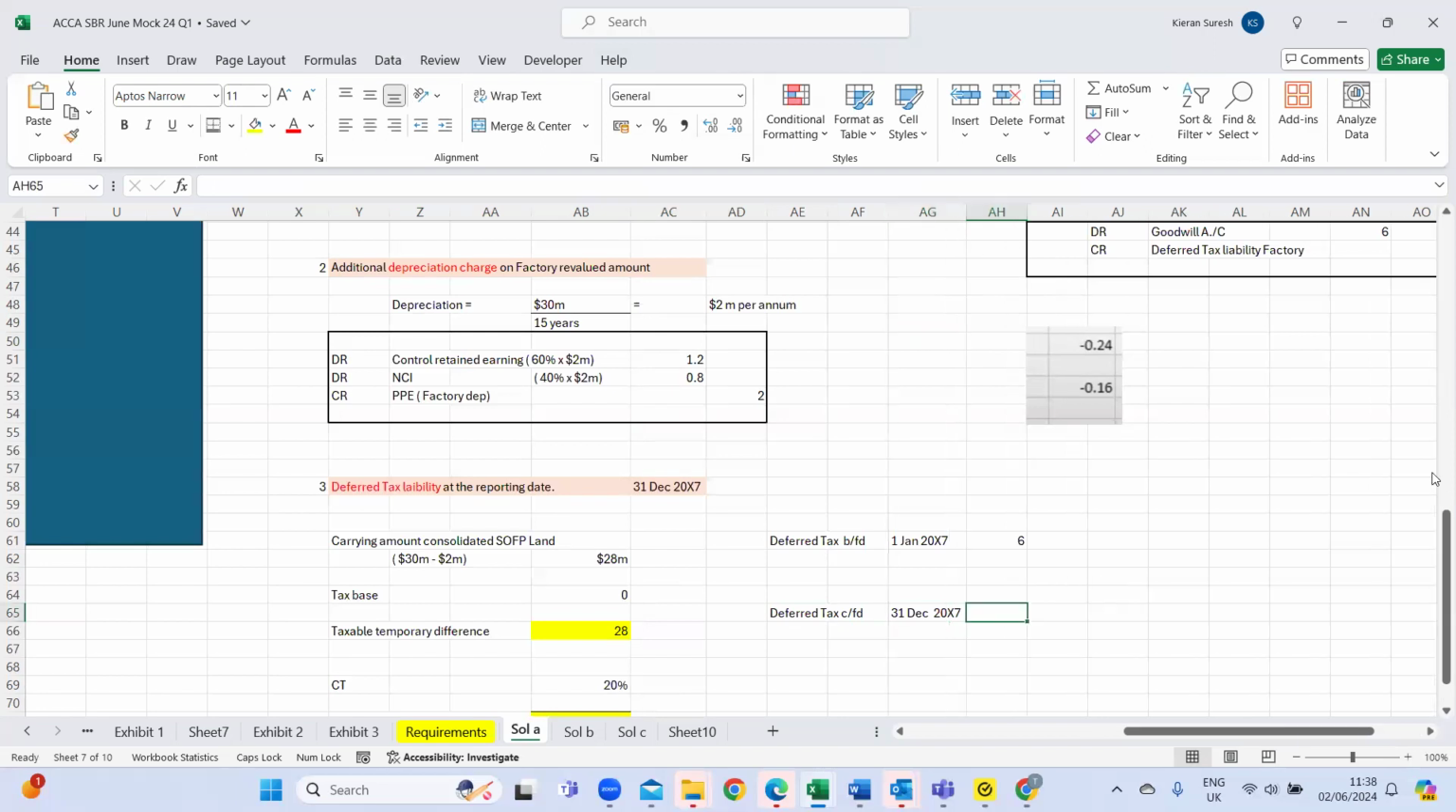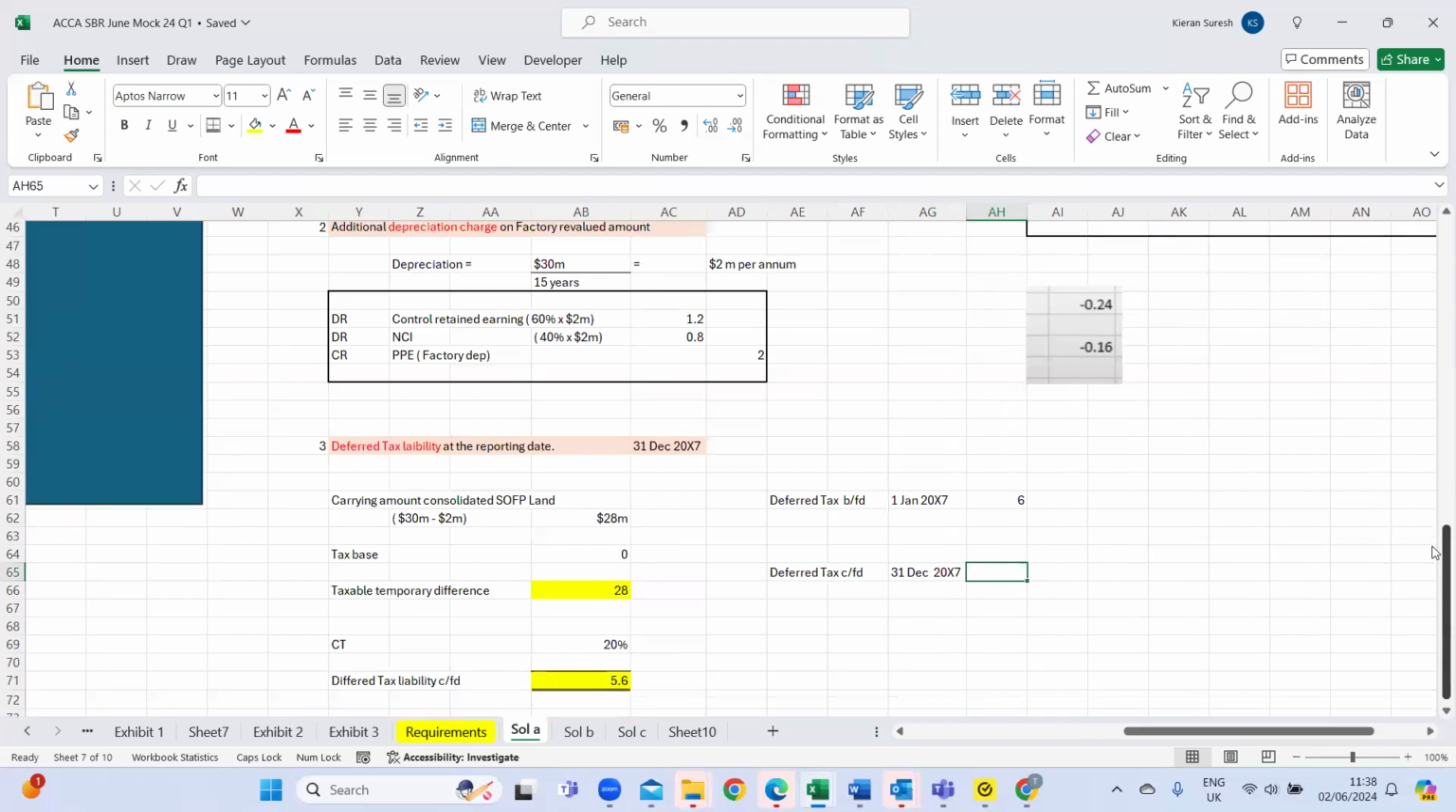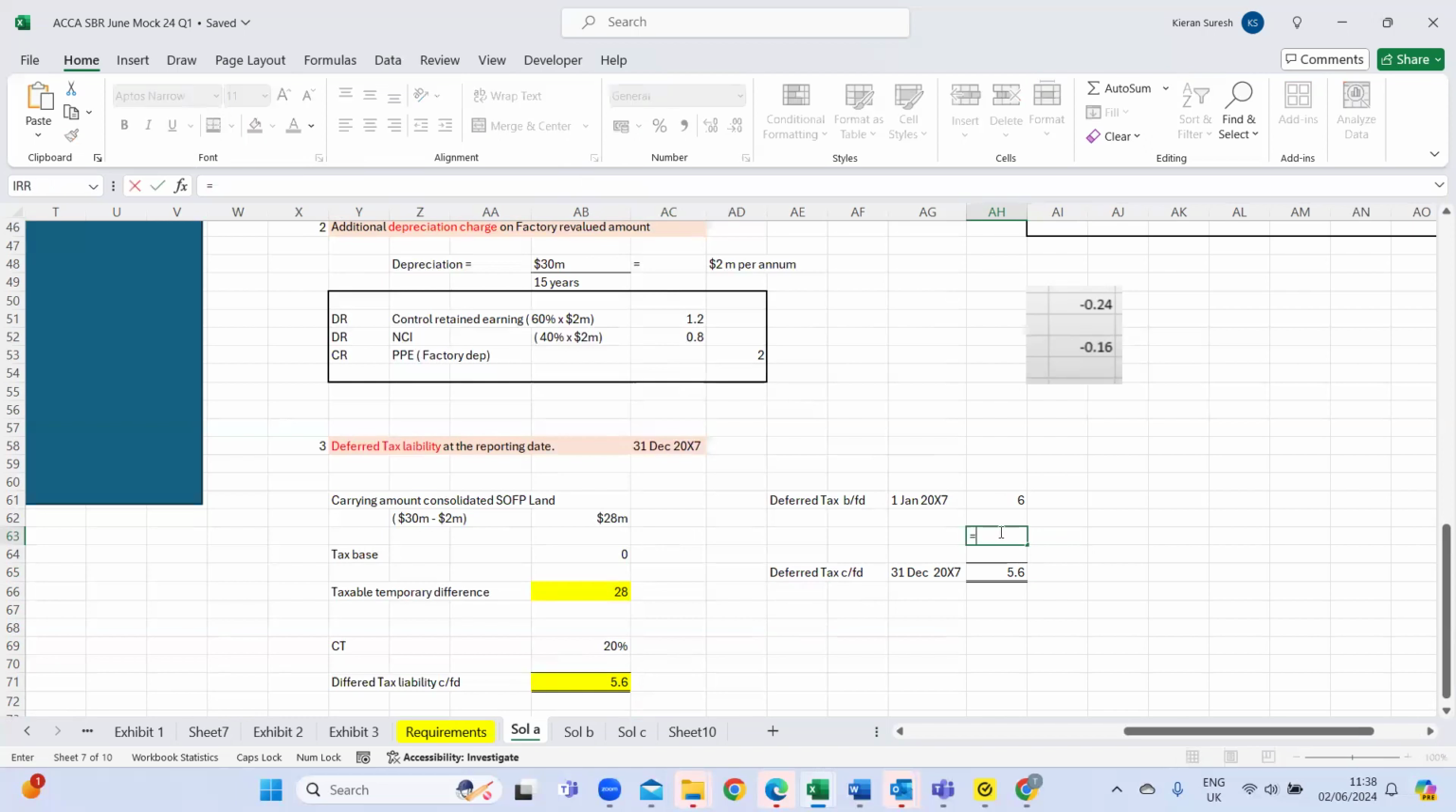Just to 5.6. See, we were told to bring this balance to 5.6. These are closing balances, right? That's what we were told in December 2017. So now we can see what we need to do, the missing number. We need to reduce it. And by how much? We need to reduce this, 5.6 minus 6, so we need to reduce this by 0.4. This 0.4 is a reduction.